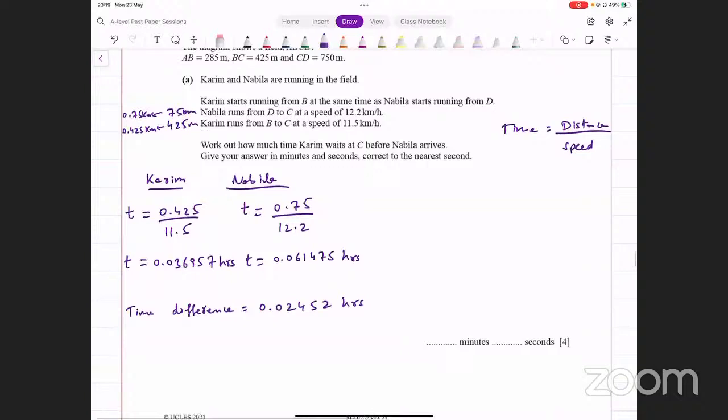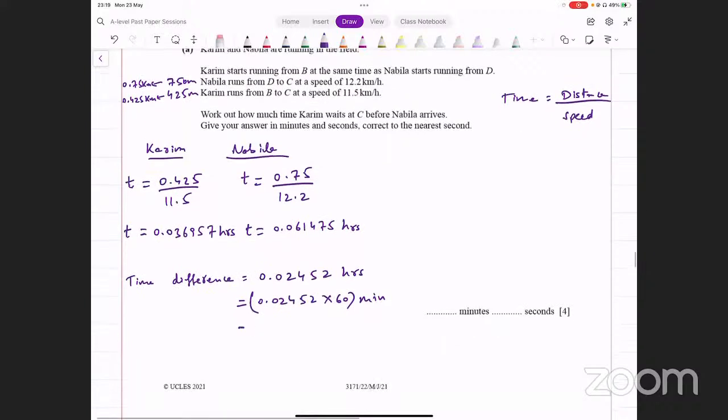Okay. Now what I can do is I can actually multiply this by 60 to get time in minutes. इसको 60 से multiply कर देते हैं. 0.02452 into 60, that's going to be time in minutes, right? Hours को minutes में convert करना है तो क्या करना पड़ेगा? आप 60 से multiply कर देंगे. We get 1.471 minutes.